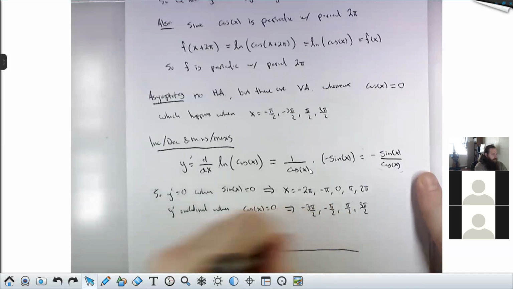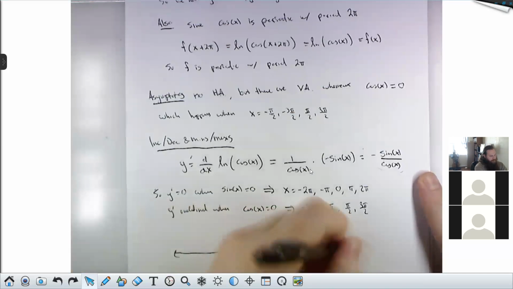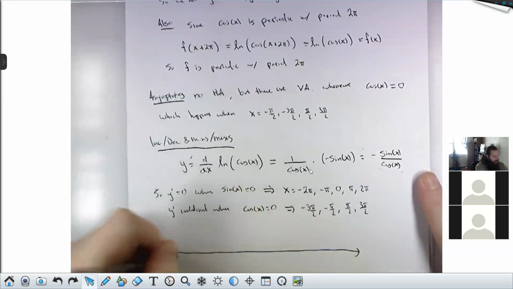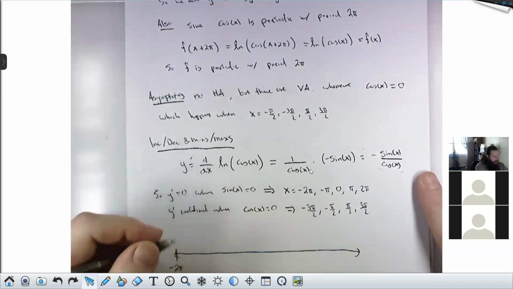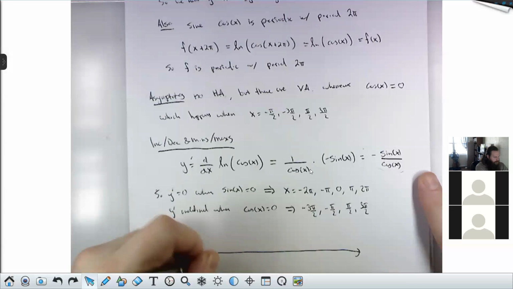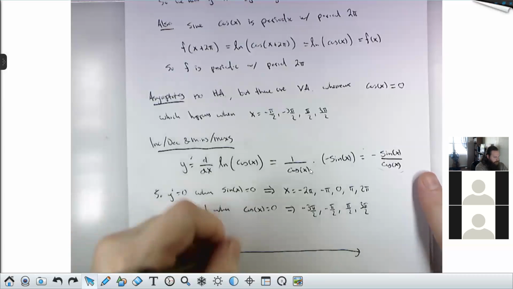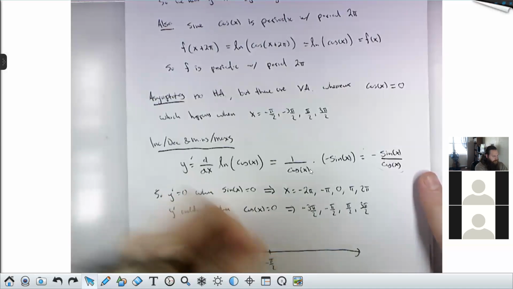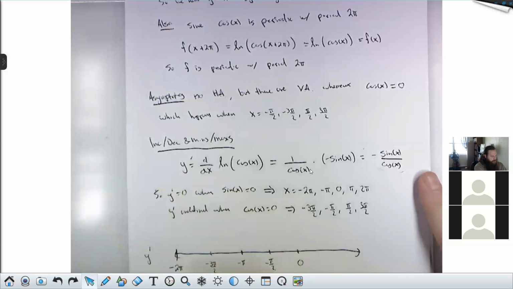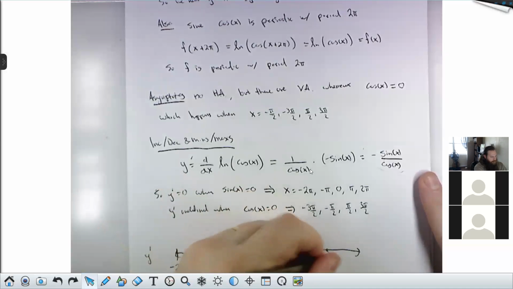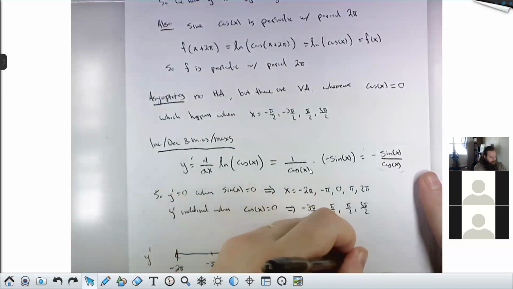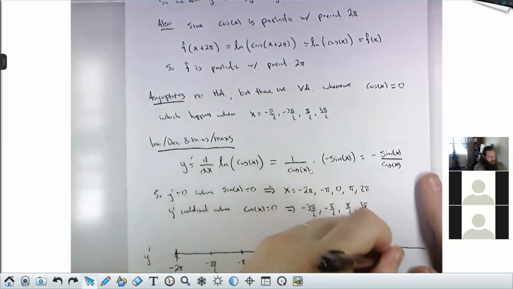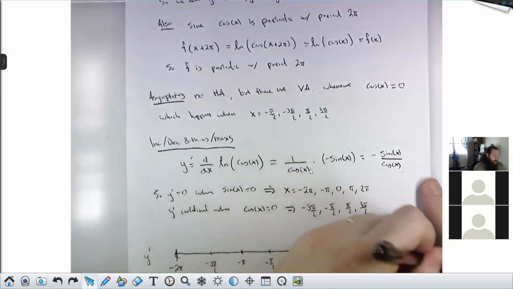So my number line for y prime is going to be quite busy. I'll put negative 2 pi over here at the end, and then negative 3 pi over 2, and then negative pi, and then negative pi over 2, and then 0. We're actually going to need more space, and then pi over 2, and then pi, and then 3 pi over 2, and then we'll cap it at 2 pi.